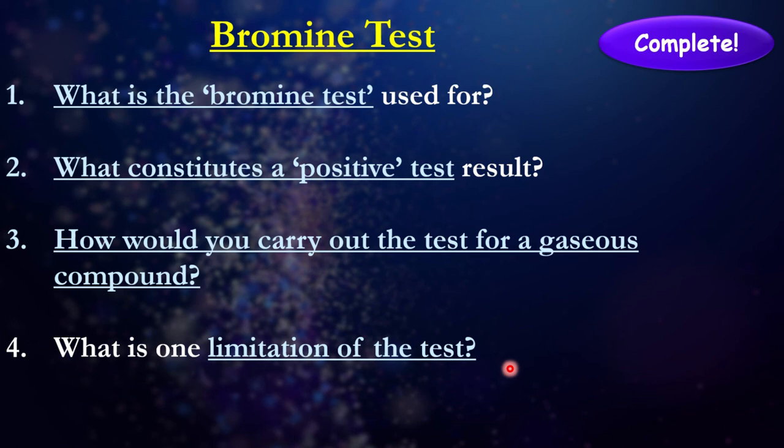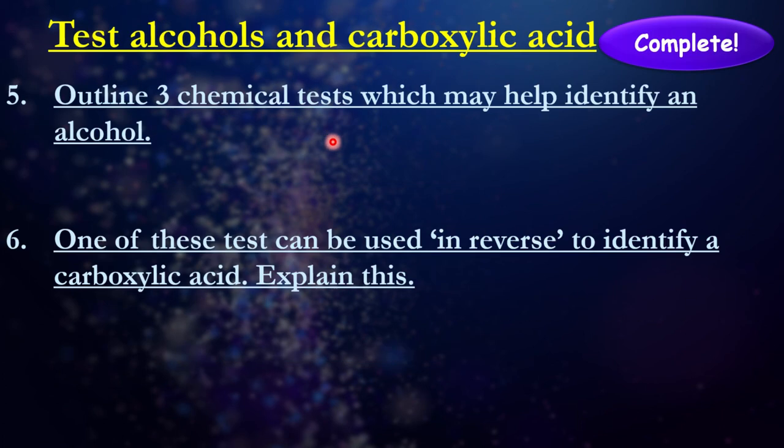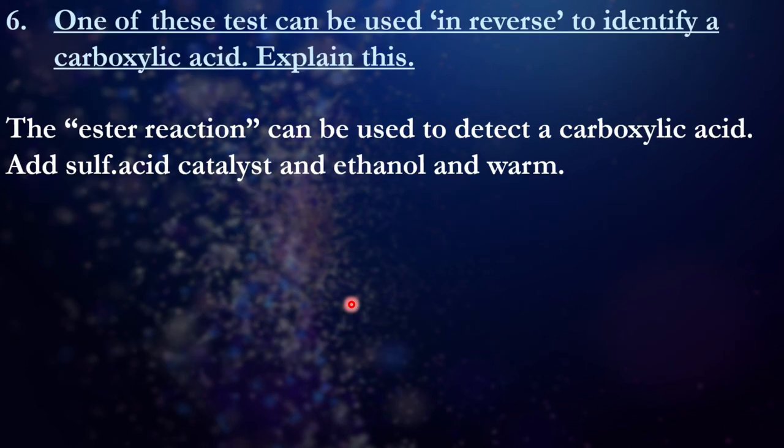All right, some questions for you to look at. What is the bromine test used for? What constitutes a positive test for bromine water? So how do we know what we found with the bromine water is what we were searching for? How would you carry out the test for a gaseous compound? What is one limitation of the test with bromine water? Okay, and then question 5, outline 3 chemical tests which may help identify alcohol. And question 6, one of these tests can be used in reverse to identify carboxylic acid. Explain this, what is it used for, and answers there as well.